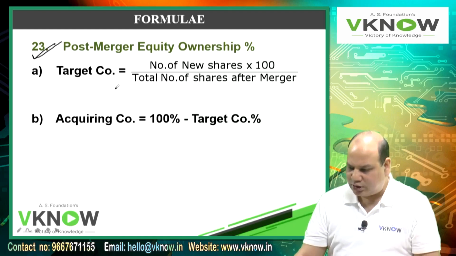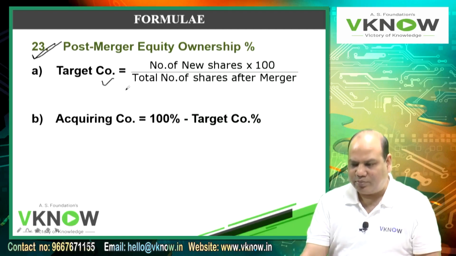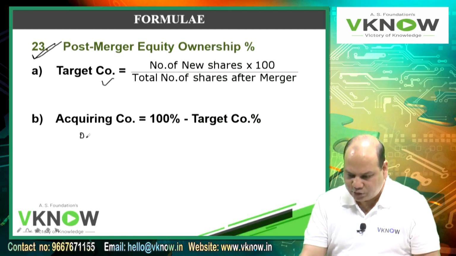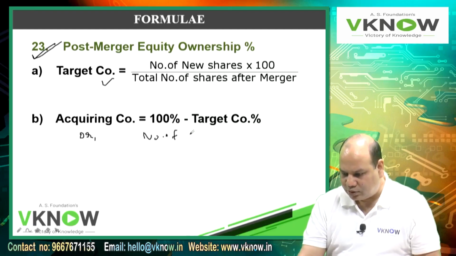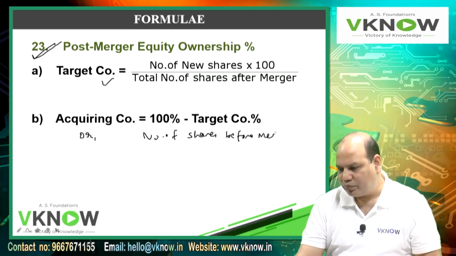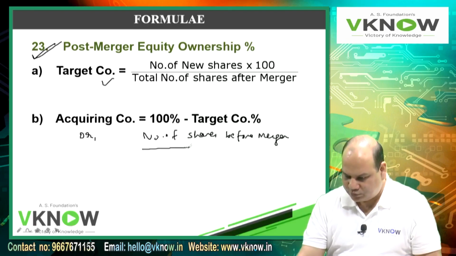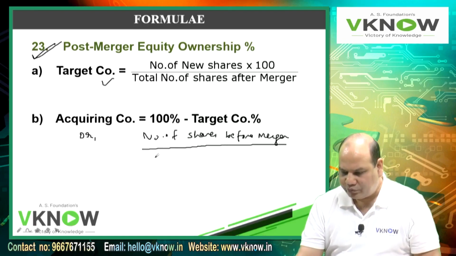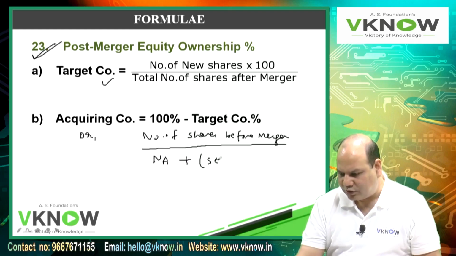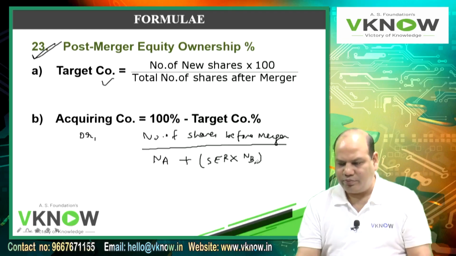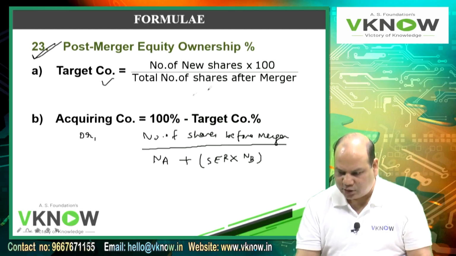Either you first compute target company and take acquiring company as a balancing figure, or if you want to compute separately, acquiring company will be number of shares of acquiring company before merger divided by number of shares of acquiring company plus share exchange ratio into number of shares of target company. So this denominator will be same in both the formula.